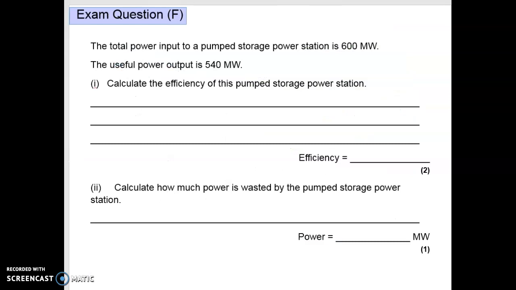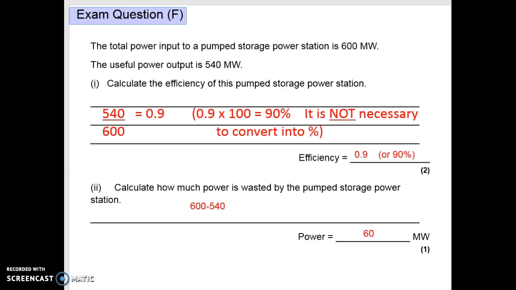Okay, so to finish, foundation question. Total input to a pumped storage power station is 600 megawatts. Useful power output is 540 megawatts. Now they're in the same units there, so you don't have to transfer those both to watts, although you could. And calculate the efficiency, so use the equation. Okay, there we go. So our 540, the output divided by our input to give us a small number, less than 1, folks. That's your check. If it's the other way around, you've done it wrong.